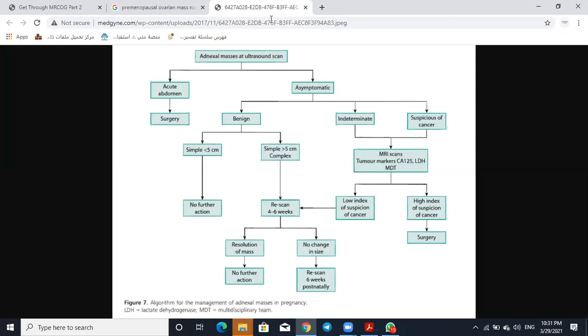Actually, this algorithm is for adnexal mass in pregnancy. That's what I'm telling you. This is the TOG article for pregnancy. Intermediate or suspicious, MRI and tumor markers, especially LDH. For a young patient, we will go for LDH. If high suspicion, we will go to surgery. Low suspicion, we will rescan.